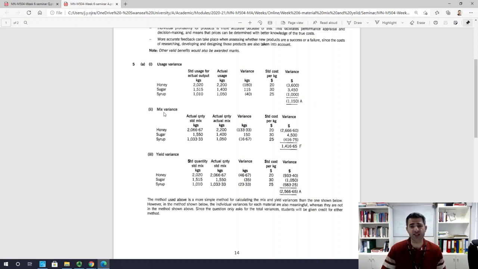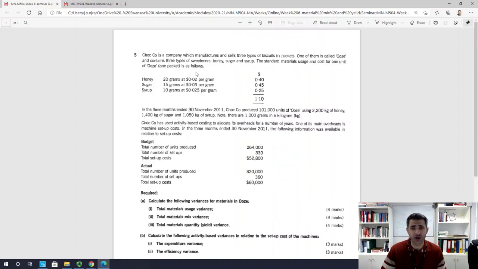When it comes to the mix variance, guys, if you remember, we need to do the table of 6 columns, and as I mentioned, the first column is the ingredients. In the third column you put the actual quantity, which again is in the question: 2,200, 1,400, and 1,050. And the number 5 column is the standard cost per kilo, which is 20, 30, and 25. This is after we convert them into kilograms.